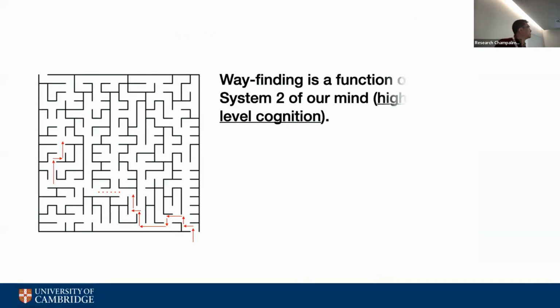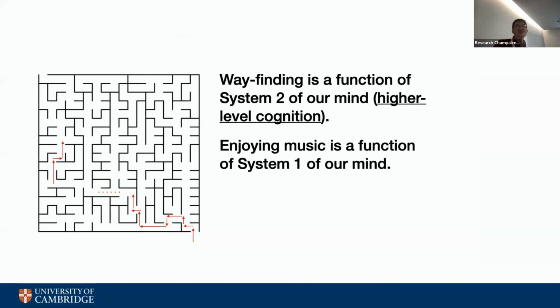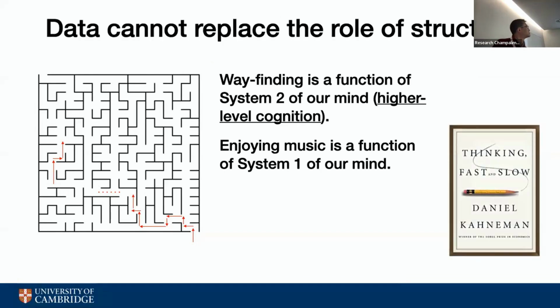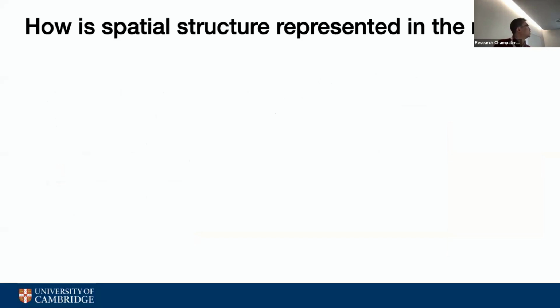We find the function of system 2 of our mind is to follow rules. Enjoying music, system 1, is about harmony. Those are two different things. So the question is how. The spatial structure should be represented in a different way, not a way of consistency and not a way of harmony. The question is how the spatial structure is represented in our mind.